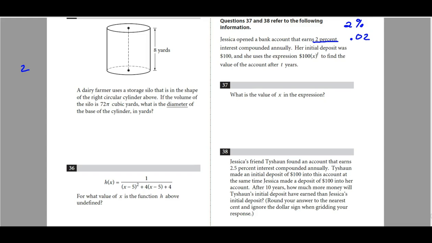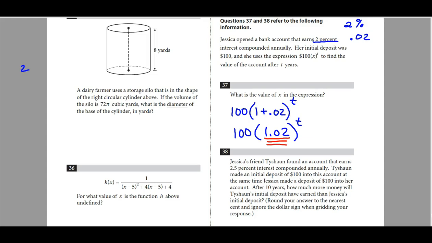Well, if she's earning money, she's earning compound interest. Basically, this is the way the formula works. You have your starting amount, your $100. If you multiply it by 1, nothing happens. You still end up with $100. But we're going to add to that 2% interest, and then we are going to do it for t years. So the actual equation would be 100 times 1.02 raised to the t power. So the value of x in this expression is 1.02.